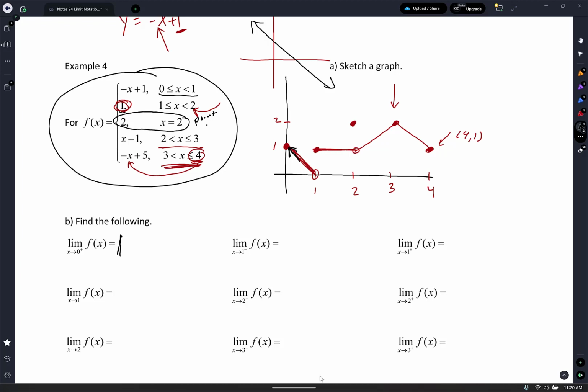Limit as x approaches 1 from the left. If x approaches 1 from the left, what's my y value? 0. If x approaches 1 from the right, what's your y value? 1. Limit as x approaches 1. Do they both agree? So you're going to say does not exist.